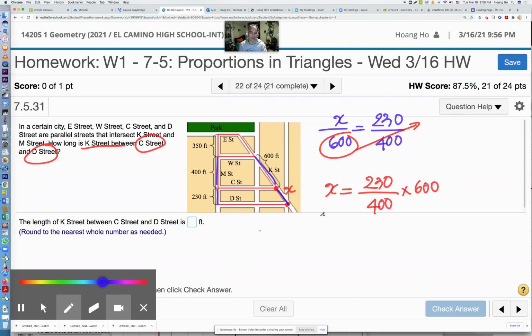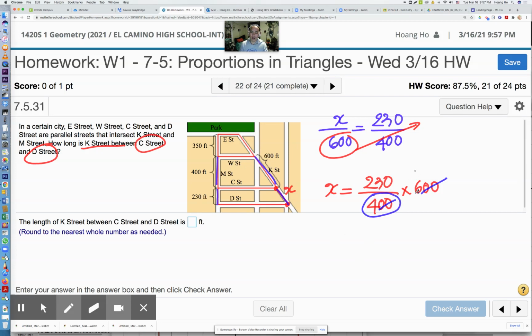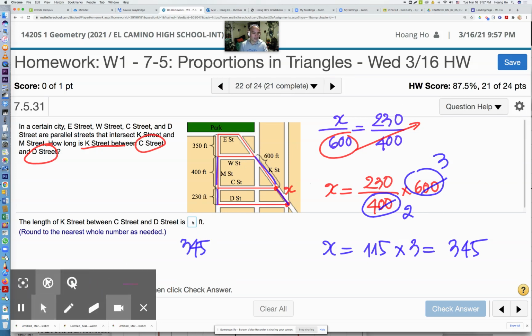Now simplify. Can I simplify the 400 with the 20? And now what do we do? 4, I simplify with 6, that will be 3 and 2. Then 230 divided by 2 is 115. 115 times 3 is 345. So the answer is 345. You are welcome to use a calculator.